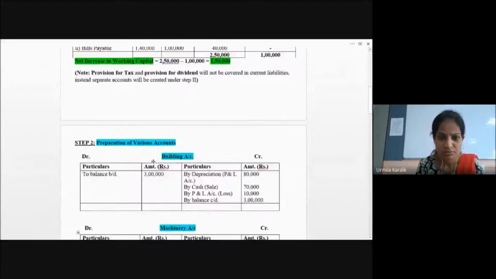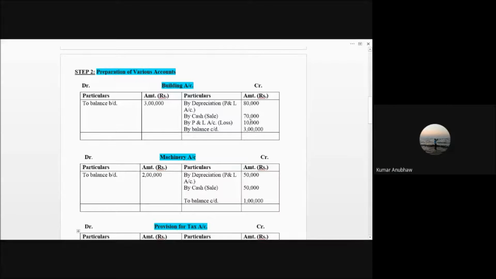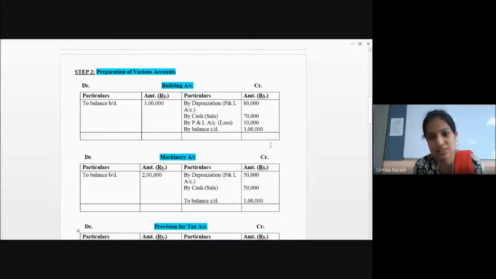Right? Now, this one, building, we will close, going sequentially. We are closing the building account. 3 lakh to this side, more than 3 lakh. So do the addition of this first, 3 lakh plus this, plus this, plus this. Find it out. 4 lakh 60,000. Yes, 4 lakh 60,000. So I'm writing it here, 4 lakh 60,000. Same 4 lakh 60,000 I'm writing to this side and balancing the account.